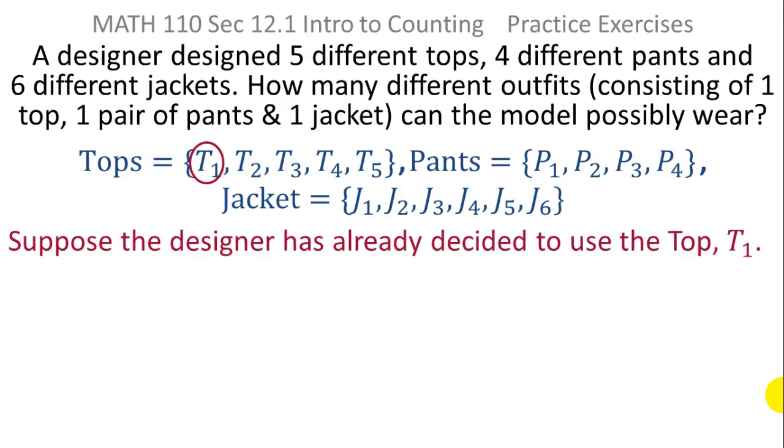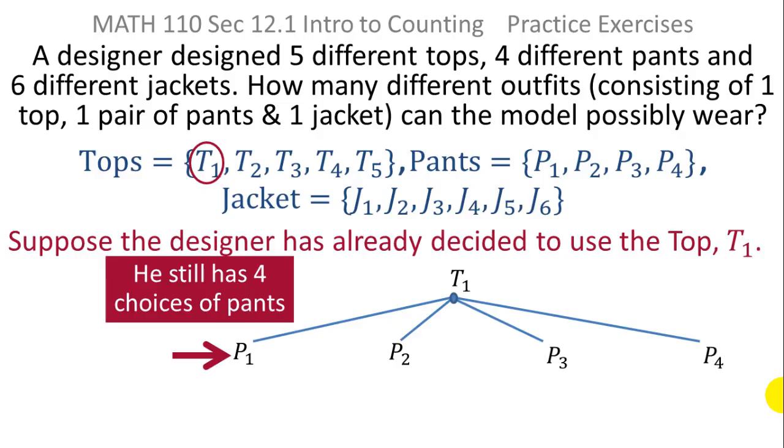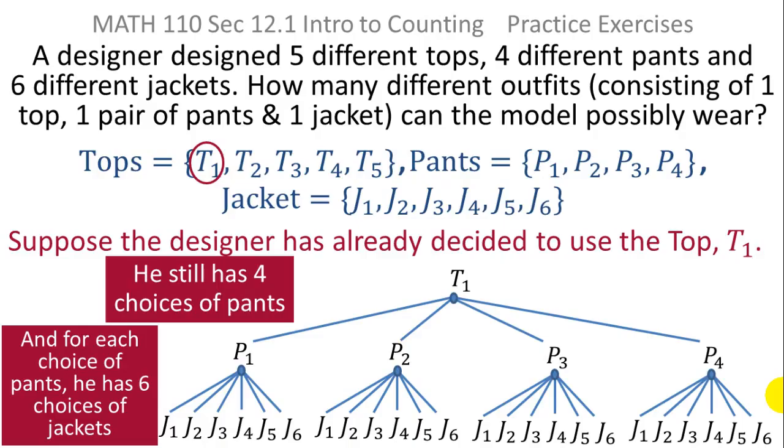So for instance, if you say the designer is going to use top 1 for sure, and then look at what other variations there could be, there would still be 4 choices of pants even after the designer has decided to use top 1. And then once the designer has decided to use top 1, if he chooses pants 1, there are still 6 different choices of jackets. If he chooses pants 2, there are still 6 different choices of jackets. If he chooses pants 3, there are still 6 different choices of jackets. And if he chooses pants 4, there are still 6 different choices of jackets.